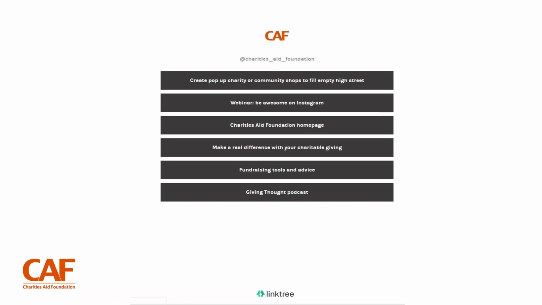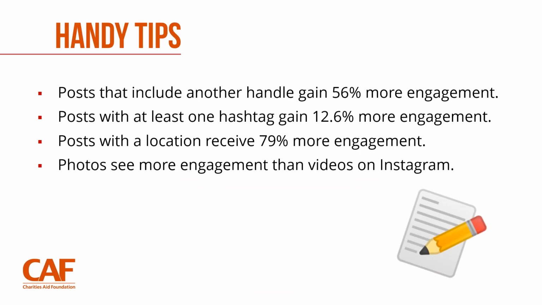But before we finish and move on to your questions, here are some handy tips, and I would definitely recommend doing this every time that you post on the feed or using Instagram stories. Posts that include another handle gain 56% more engagement. Posts with at least one hashtag gain over 12% more engagement. Posts with a location receive 79% more engagement. And that actually helps others who don't follow you see your content.